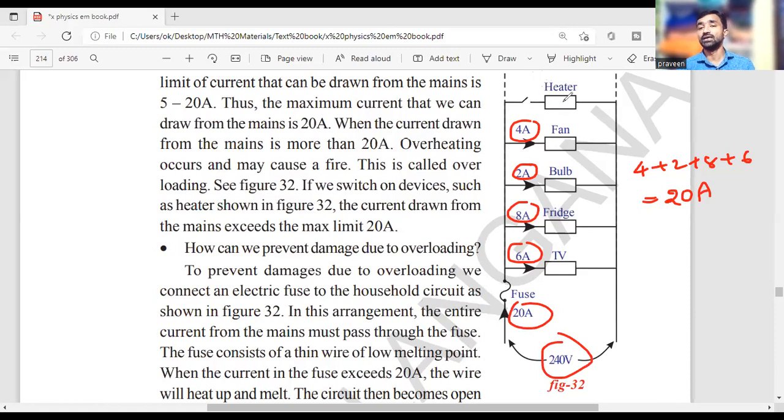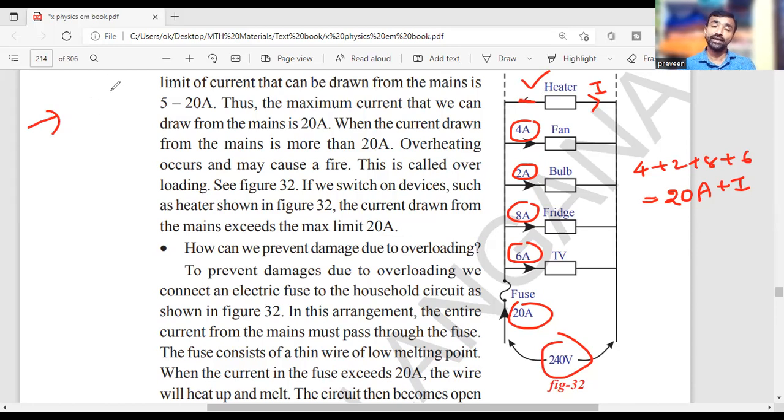When it is connected, this also will draw a certain amount of current. It may be an unknown value, but that amount of current will be added here. So 20 plus I amperes. But your electrical conductors are designed so that the maximum amount of current is 20 amperes. Now you are trying to get more energy. You are trying to pull more energy from the junction.